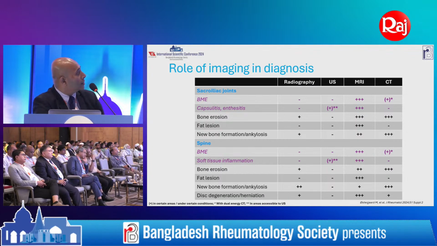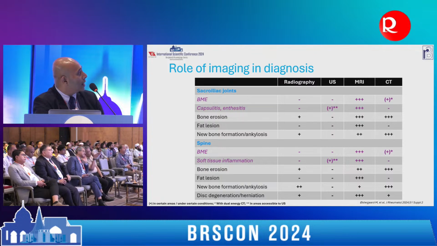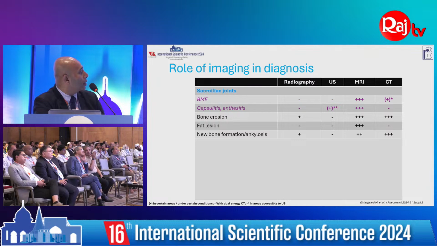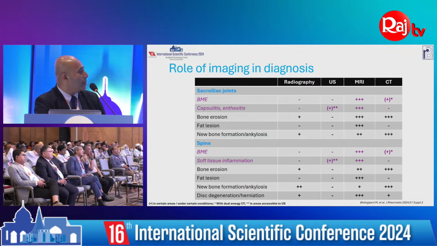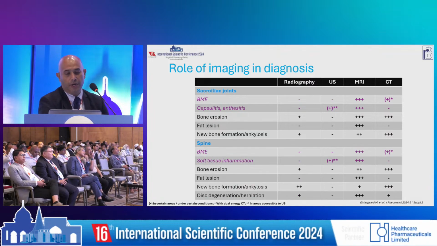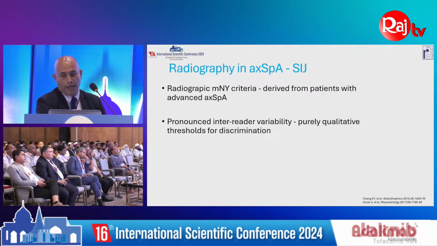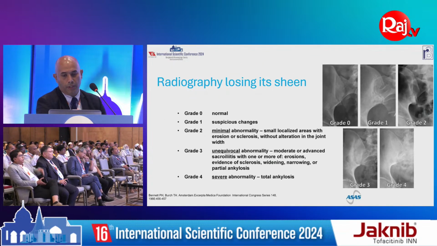So that's where, if you look at the CT, I have a star asterisk up there, which talks about the BME part. So DECT can be helpful in certain patients, but I wouldn't really risk getting so much radiation for just some inflammation when you have MRI which picks up all these things pretty well.